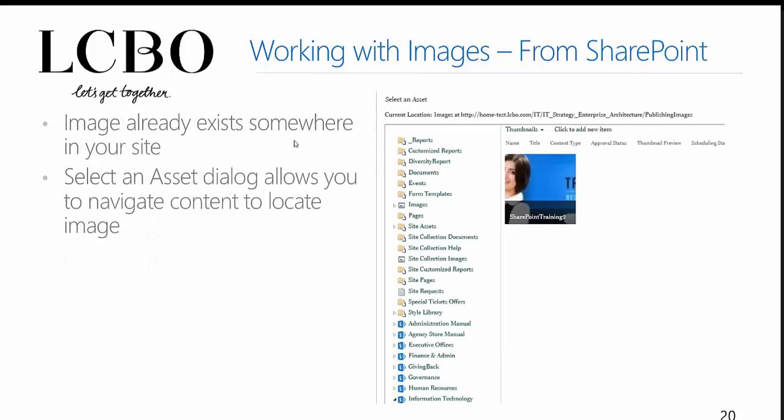Working with images from SharePoint is the third option. So this is where the image already exists somewhere on your SharePoint site. So all you would need to do is in the Select Asset dialog box, navigate to where this image is located in your site. For example, it might be in Site Collection Images or in the Images folder, and then you would select the image, click on it, and then that tells SharePoint that you're going to use that image on your web page or website.